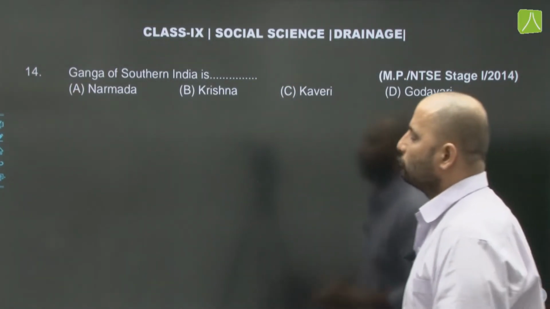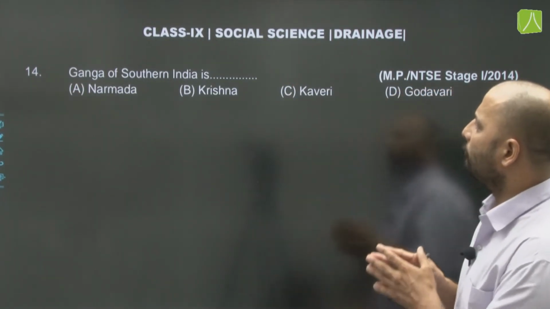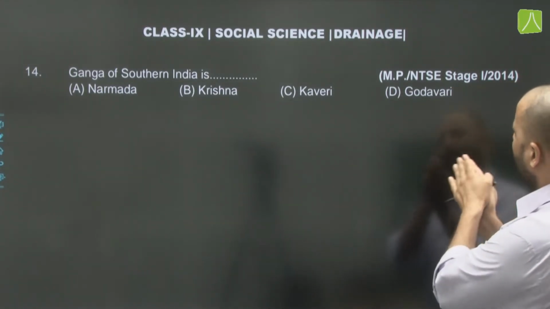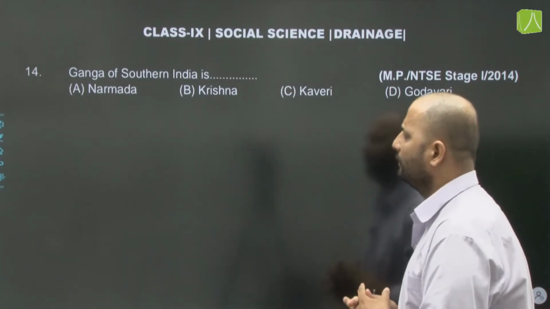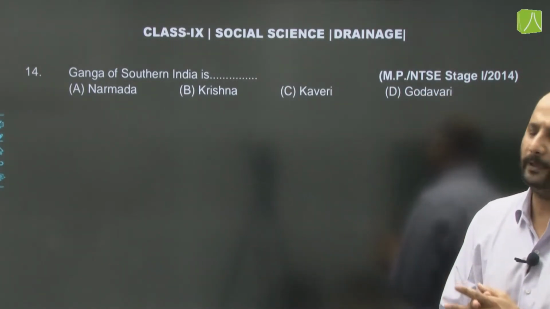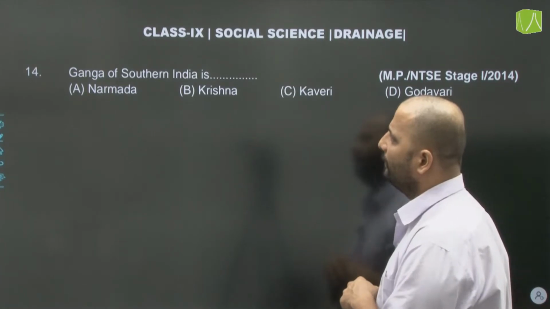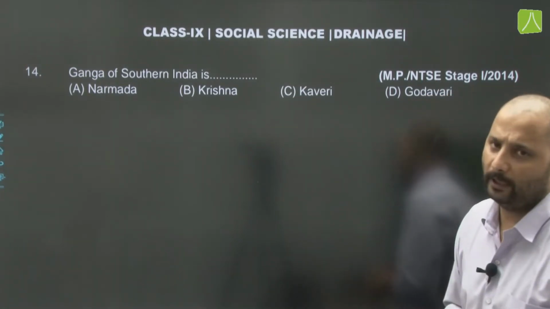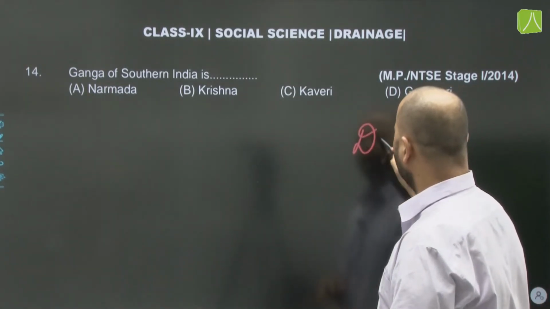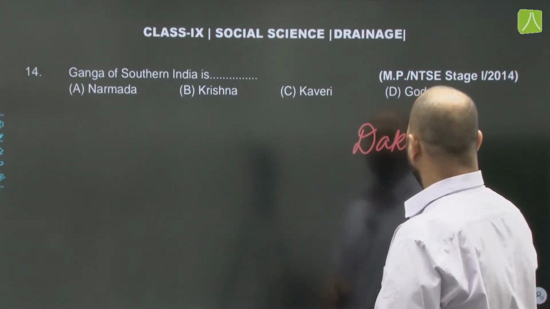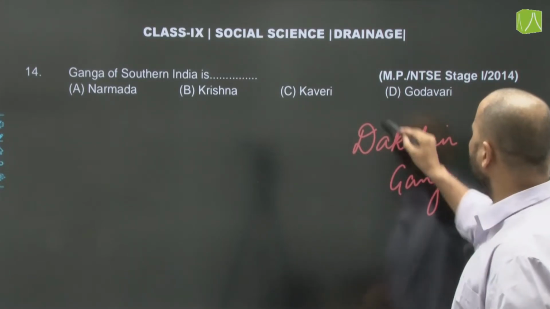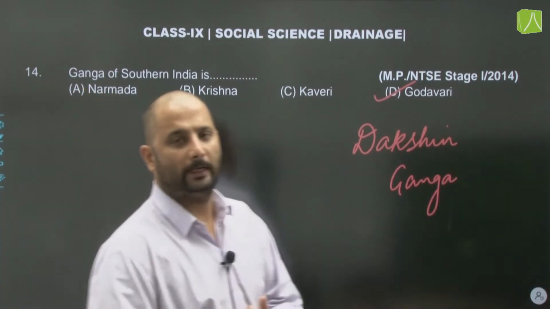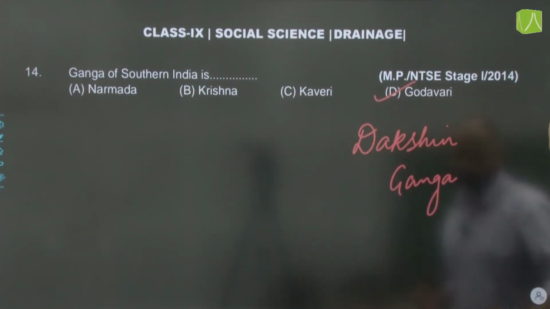Moving on to the next question, the 14th question: Ganga of southern India is? MP, Madhya Pradesh, NTSE Stage 1, 2014. Now again this is given in our NCERT textbooks, that is, river Godavari is known as the Ganga of southern India, that is, it is known as Dakshin Ganga. So option number D will be the correct answer here, that is Godavari. So let us move on to our next question.